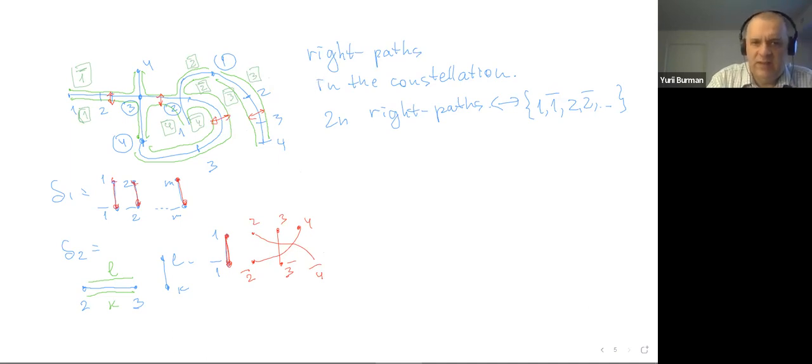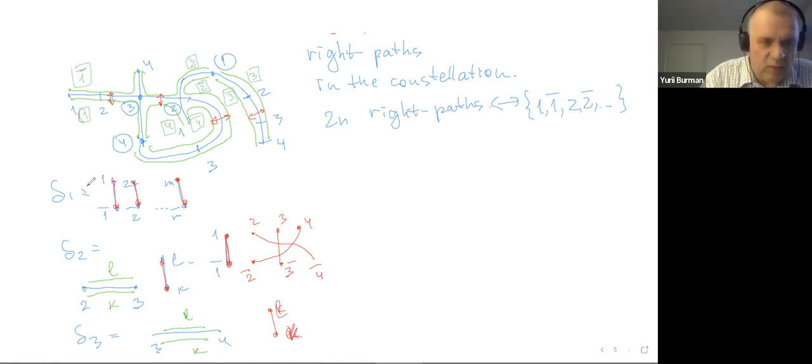Then we take delta 3 such that the right paths share the edge 3, 4, K, L, K. So we have KL here, LK here. That's it, and so on. By the way, delta 1 also fits into this picture because the corresponding pair of right paths share the segment 1, 2, and they start on the opposite sides of the constellations near the vertex 1.